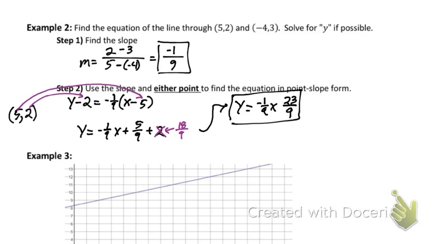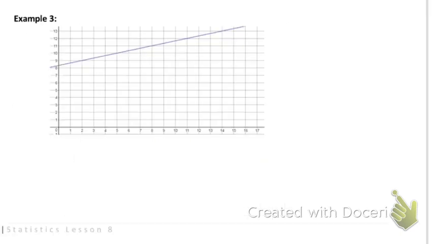Example 3. Yes, Cam. Wait, aren't you actually turning the 2 into an 18 over 9? Yeah, because they have to have a common denominator, so they both have to have a denominator of 9. What is 18 divided by 9? 2. So I'm just rewriting 2 as 18 over 9 so that I can add those two together. They have to have a common denominator.